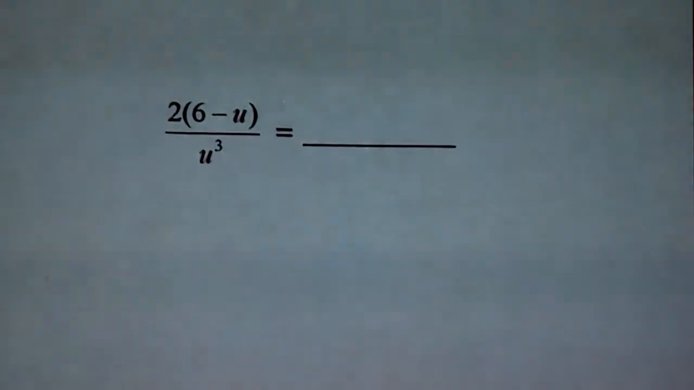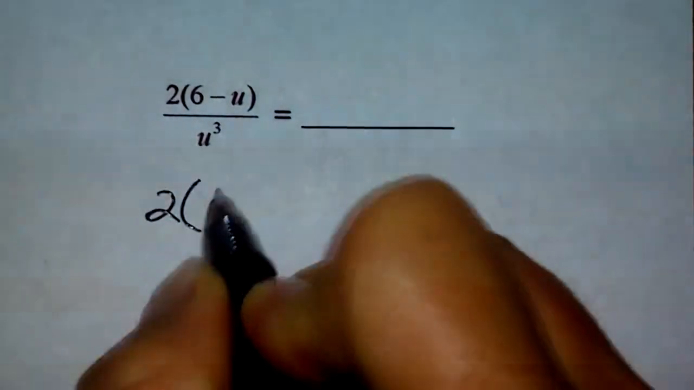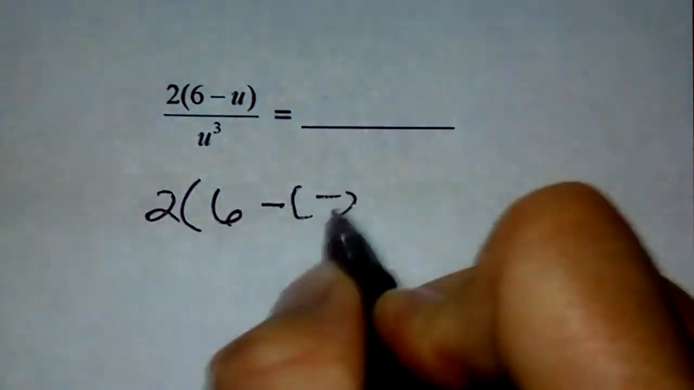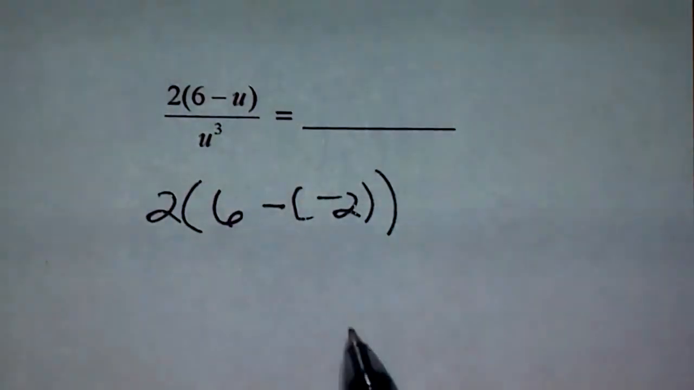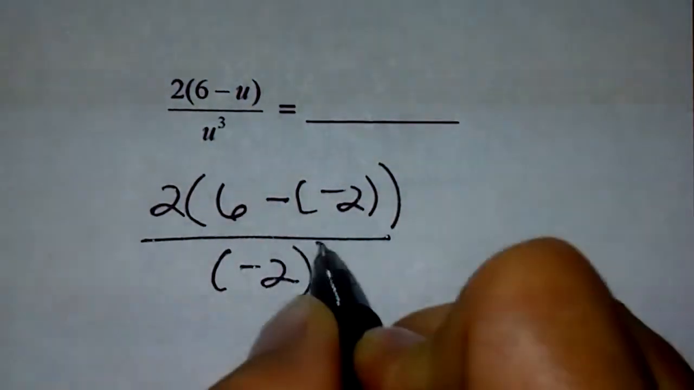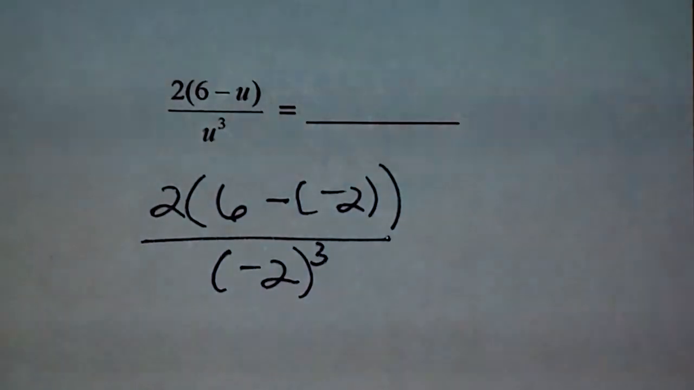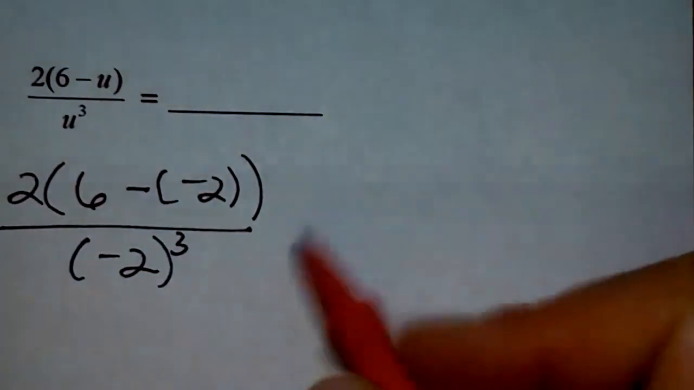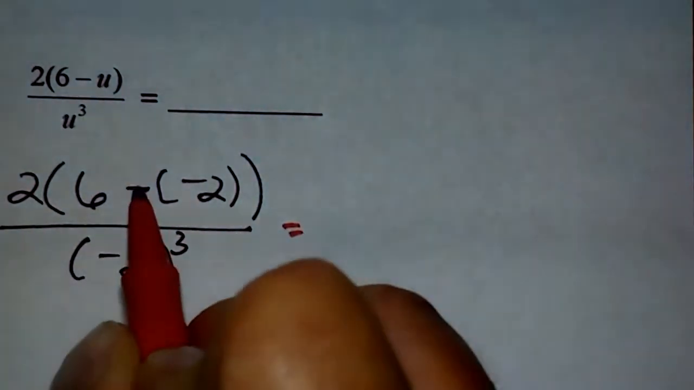All right, last one, 2 times the quantity of 6 minus u over u cubed. Okay, so I'm going to plug it all in. I'm putting that negative 2 in parentheses, so we have parentheses, parentheses. And then I have u cubed, which means the quantity of negative 2 cubed. All right, again, look at these as two separate problems. Let's take care of the top first. On the top, I'm supposed to keep change.